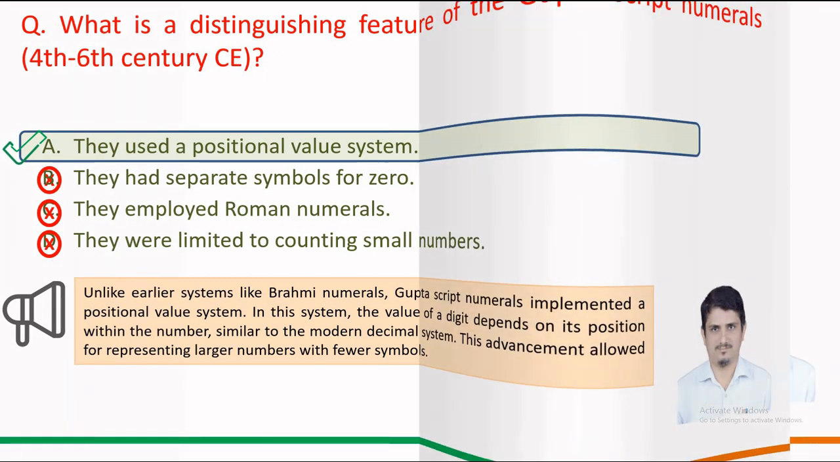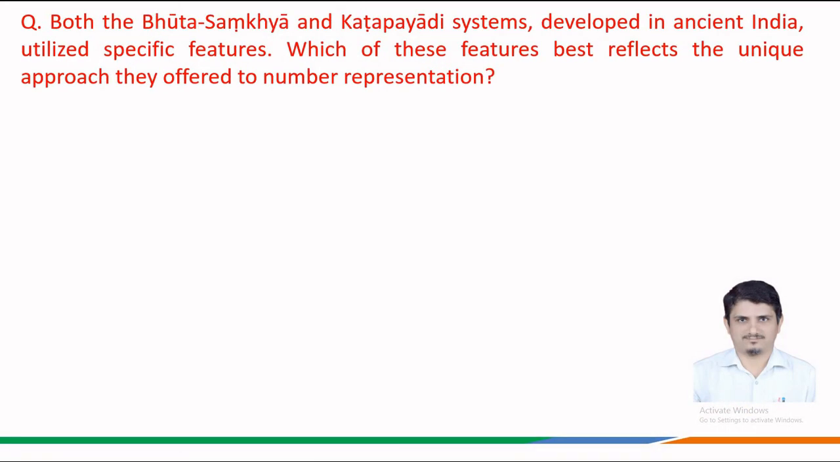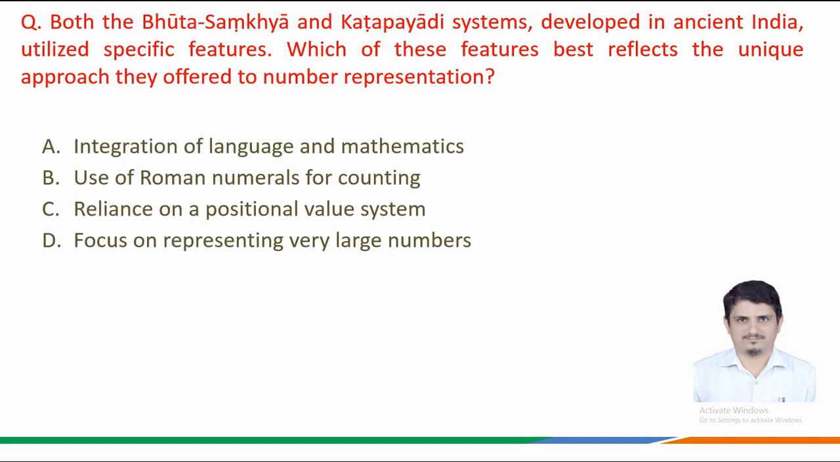Next question is, both the Bhuta Sankhya and Katyapadi system developed in ancient India utilize specific features. Which of these features best reflects the unique approach they offered to number representation? The options are A. Integration of language and mathematics, B. Use of Roman numerals for counting, C. Reliance on a positional value system, and D. Focus on representing very large numbers.